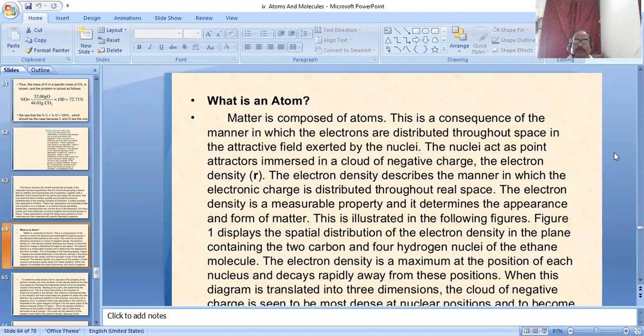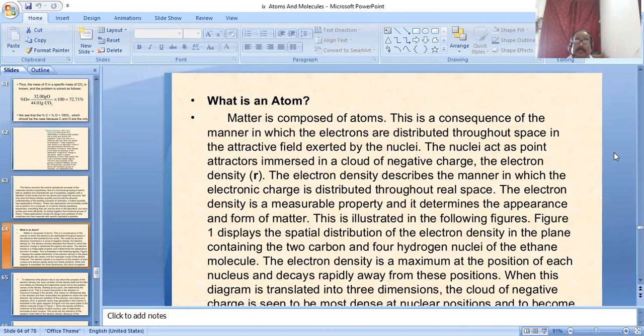Matter is composed of atoms. This is a consequence of the manner in which the electrons are distributed throughout space in the attractive field exerted by the nuclei. So the nuclei act as point attractors immersed in a cloud of negative charge, the electron density.